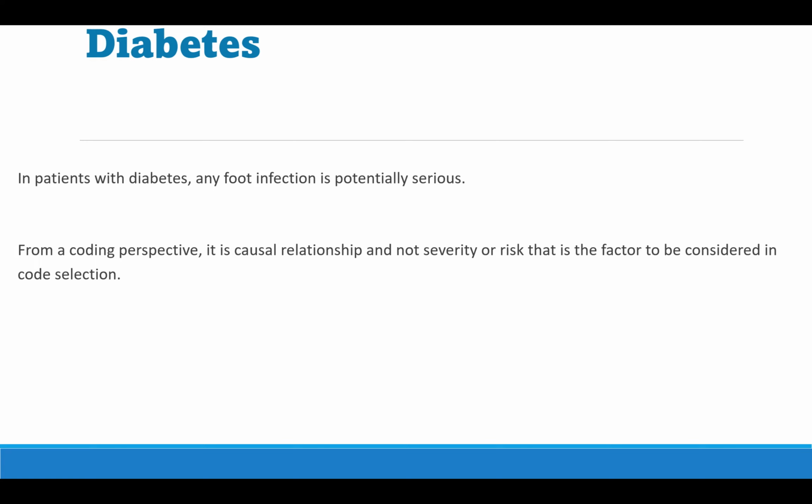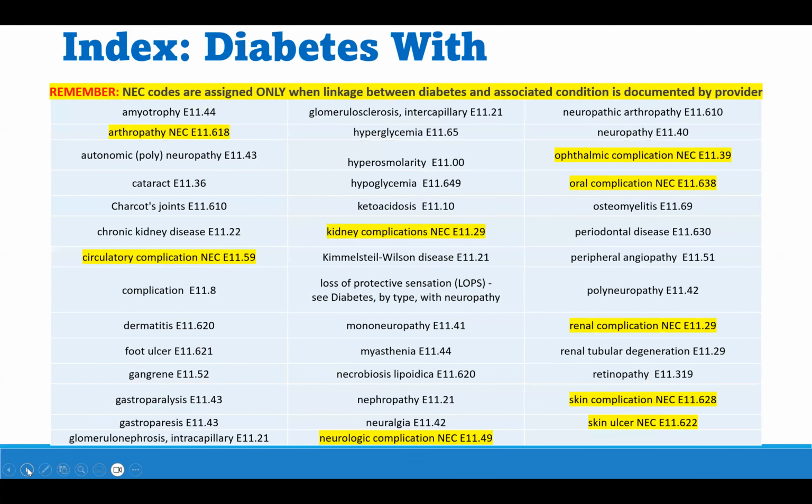Because you read diabetic foot ulcer, and many of us cringe and say, oh God, that poor patient, they could be headed for trouble. You know what I mean? But that's emotional. From a coding perspective, it's the causal relationship, not the severity, not the risk. It's the guidelines. So just keep that in mind. And again, I want to thank you.